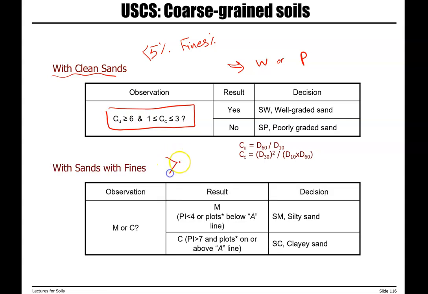If we have more than 12% fines, then it's important that we know if it's silt or clay. You have to use the plasticity chart. If PI is less than 4 or your point plots below the A line, then we have silt and we call that sample silty sand. If PI is higher than 7 and it plots on or above the A line, then we have clayey sand.